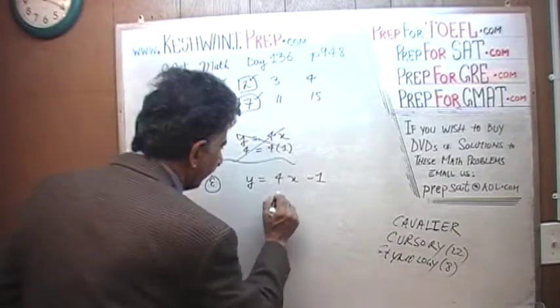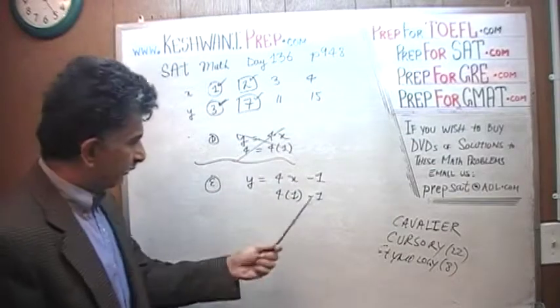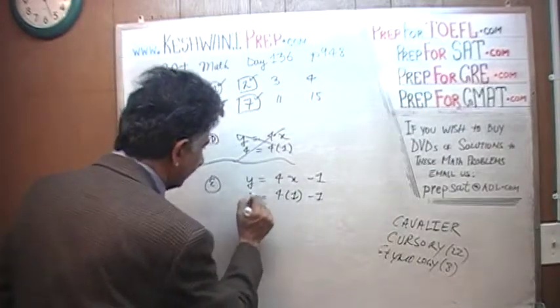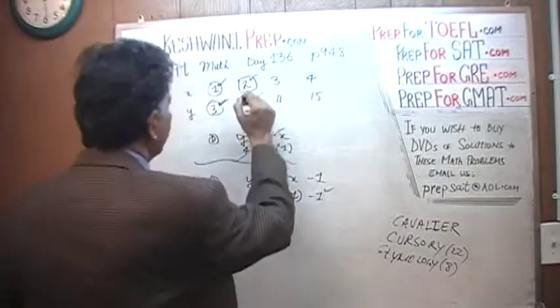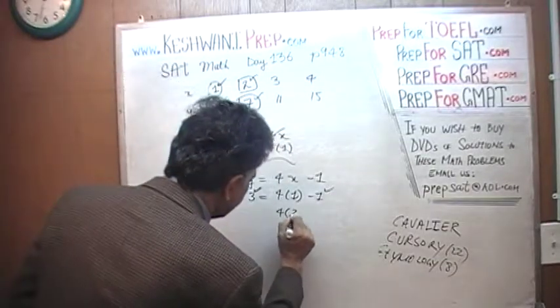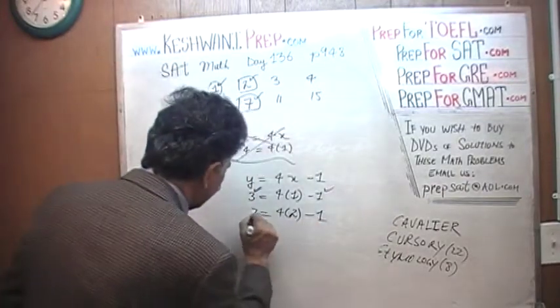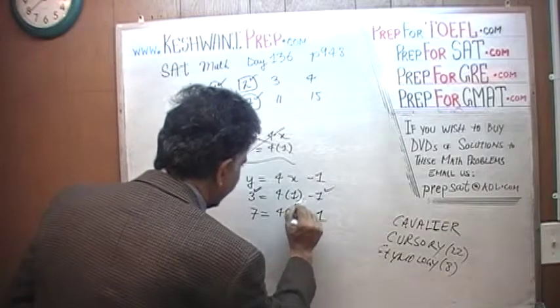So when x is equal to 1, 4 times 1 is 4, minus 1 is going to be 3. So y is 3. That fits: when x is 1, y is 3. Let's see if it fits the next one. When x is equal to 2, 4 times 2 will be 8. 8 minus 1 will give us 7. When x is 2, y is 7.